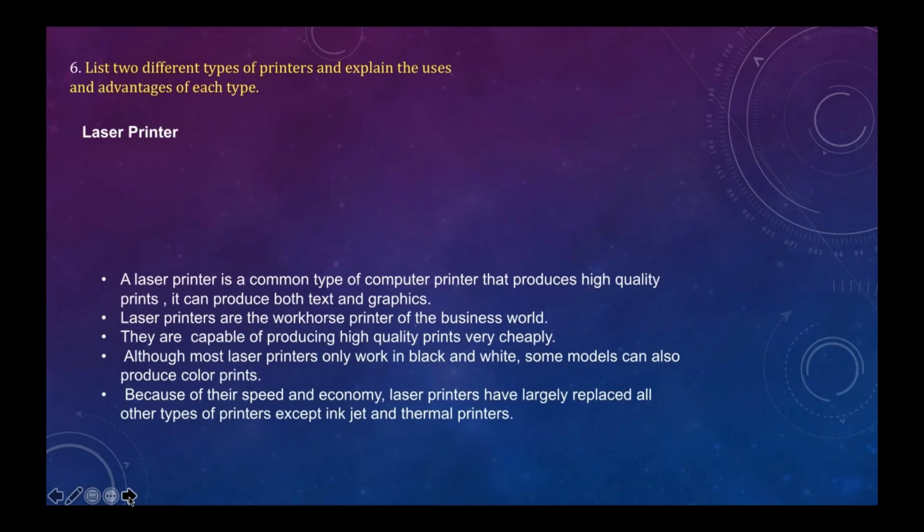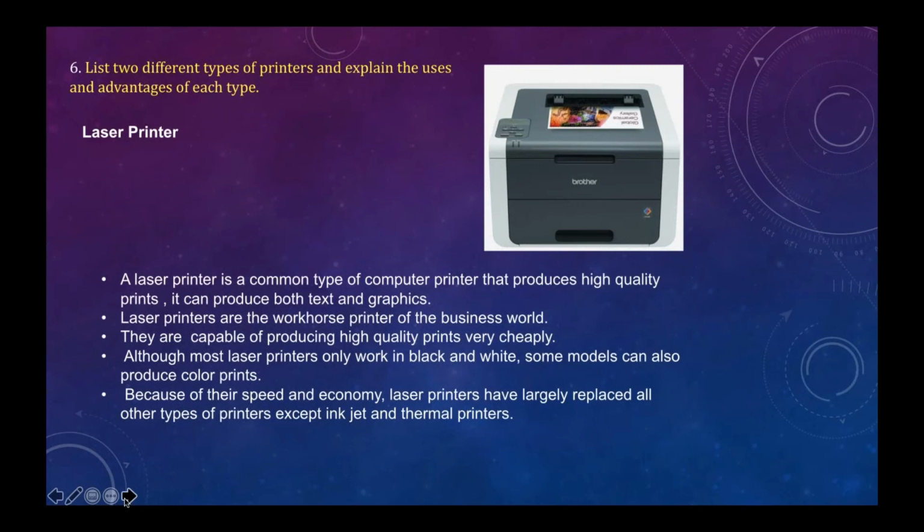And then list two different types of printers and explain the uses and advantages. So there's a laser printer. A laser printer is a common type of printer that is very cheap to use. It is a workhorse. Normally businesses use that because it can produce high quality prints cheaply. And then it produces black and white and also can produce in color.